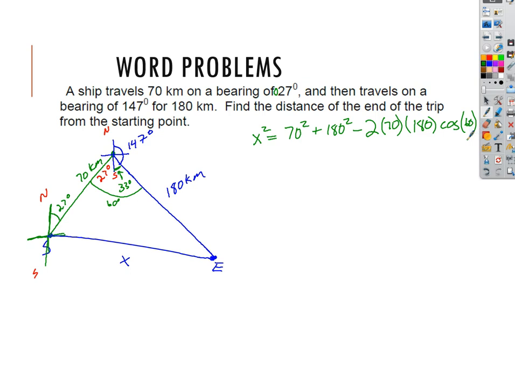I go ahead and break out my handy dandy calculator, and I find out that x squared is going to be equal to 24,700. I take the square root of that. X is going to be equal to 157.16 kilometers.